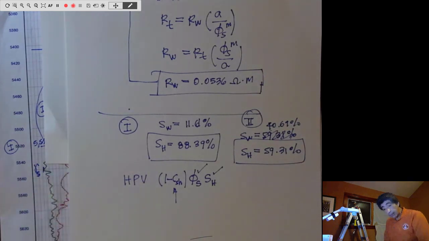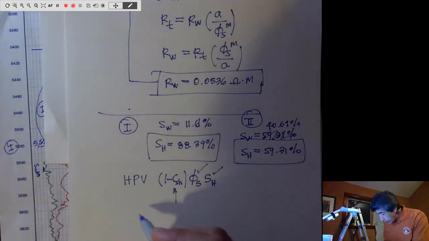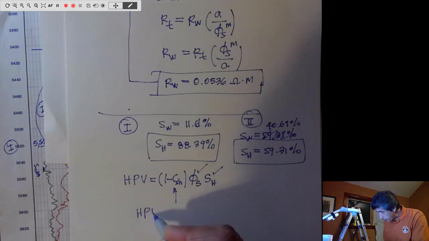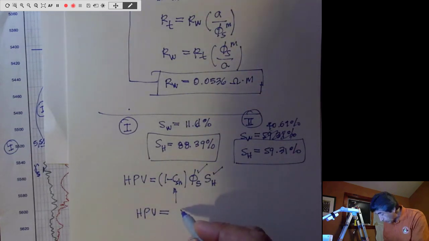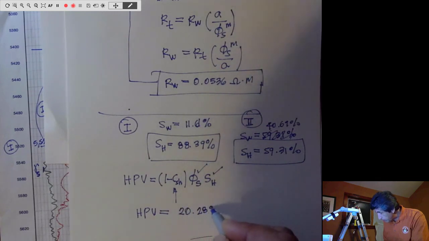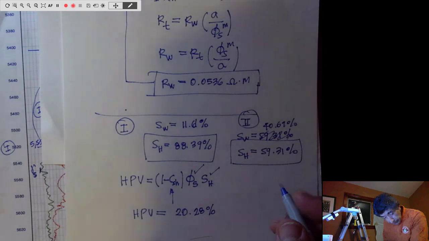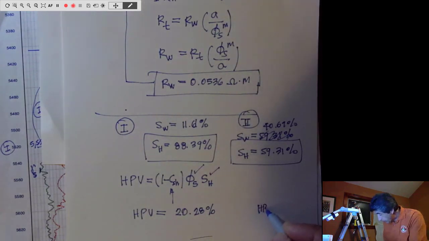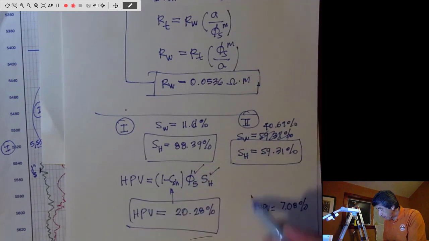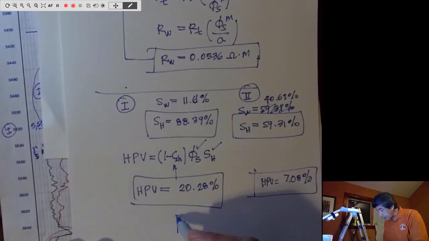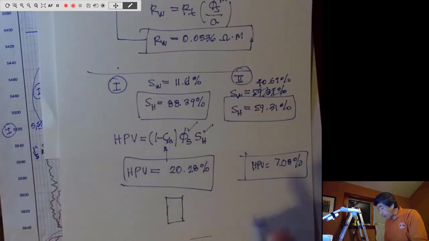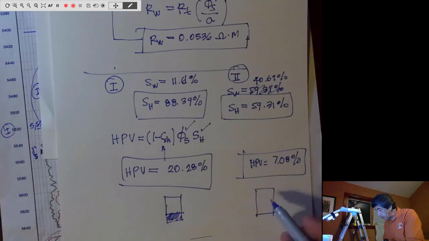So if you do that calculation all the way through for sandstone number 1, you are going to find out that the hydrocarbon pore volume is 20.28%. And if you apply the same calculation for the second sandstone, you are going to find out that it is about 7.08%. What does it mean? It means that if you take a unit volume of rock, in this example 20% of that rock will be filled with hydrocarbons, and here if you take a unit volume, 7% of that rock will be filled with hydrocarbons. So is that useful or not?